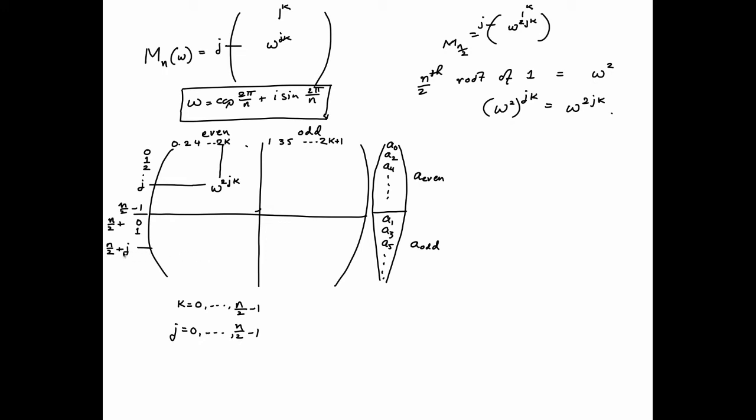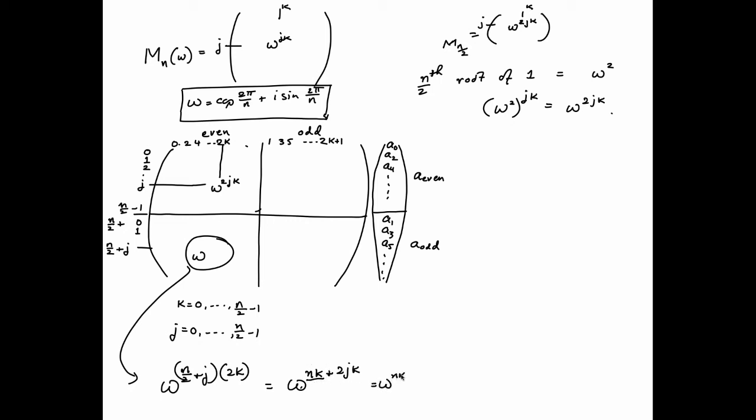What about this entry? This is n over 2 plus j and 2k, so it'll be omega to the power of n over 2 plus j times 2k. Well, this is omega to the power of n times k plus 2jk. But remember, omega to the n is 1, so omega to the n times k is just 1. So you can just pull that out. This is omega to the n times k times omega to the 2jk, but that's equal to 1. So it's just omega to the 2jk, meaning this is also m sub n over 2.